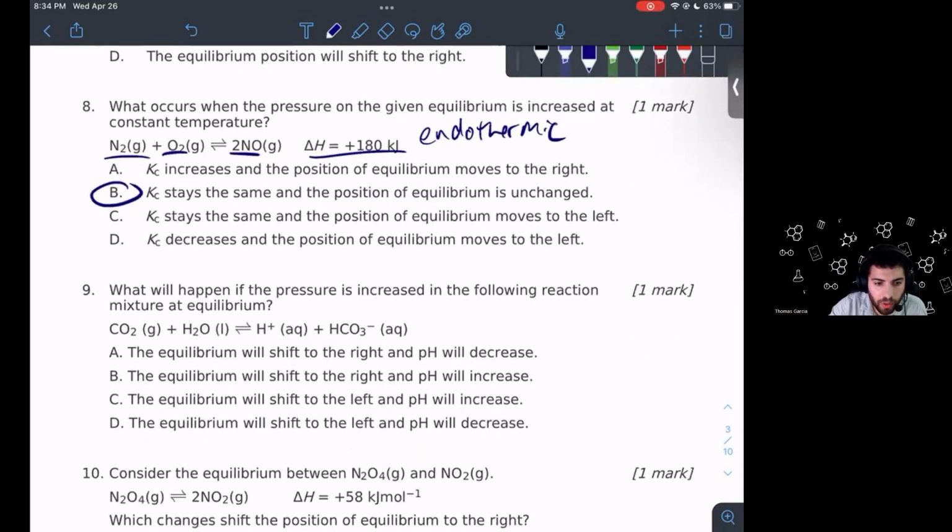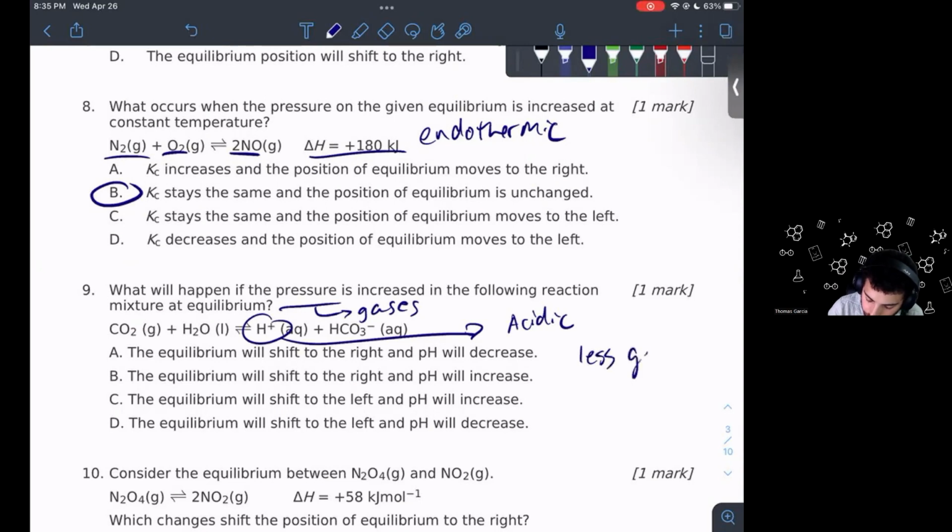All right, moving on to number 9. What will happen if the pressure is increased in the following reaction mixture at equilibrium? So we have CO2 plus H2O turns into H plus and HCO3 minus. And once again, we have to look at this, thinking about whether or not we have gases because of pressure. And we've got to think back to that H plus being acidic. So if we increase the pressure, we want less gas.